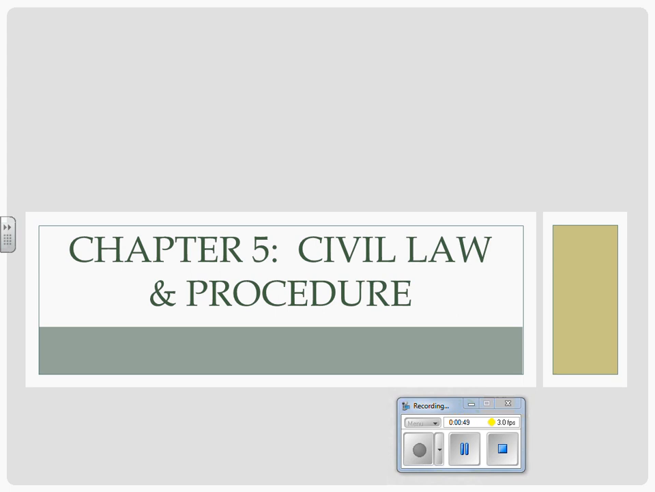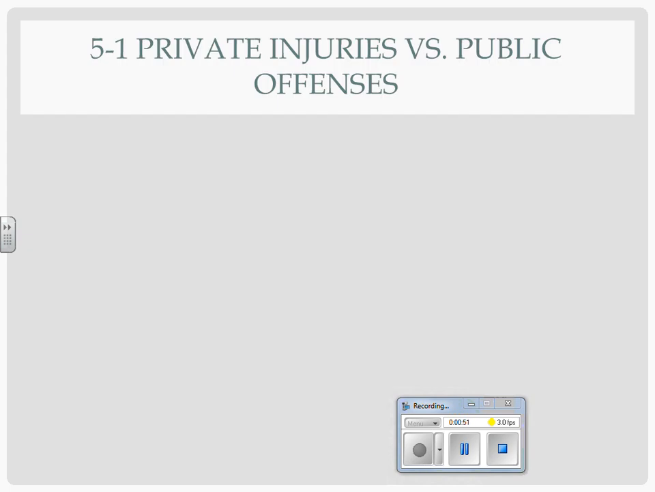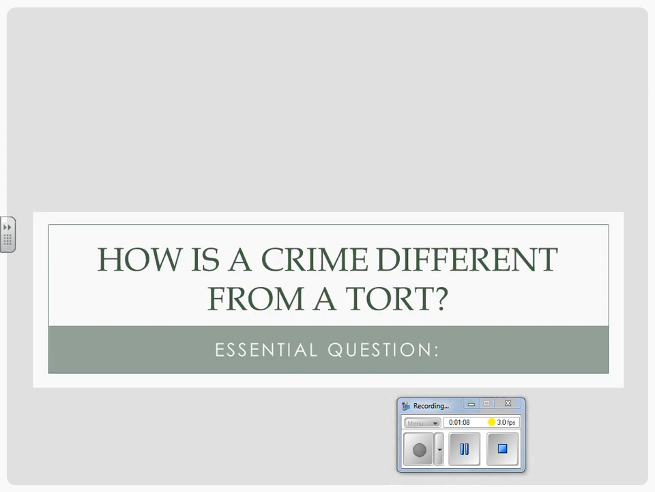Private injuries versus public offenses. We are going to discuss the difference between what we just covered, which was criminal law, and what we're covering this lesson with private injuries versus public offenses. Your essential question is, how is a crime different from a tort? Based on what you know now, or what you think you know now, 10th grade, somebody tell me how a crime is different than a tort.